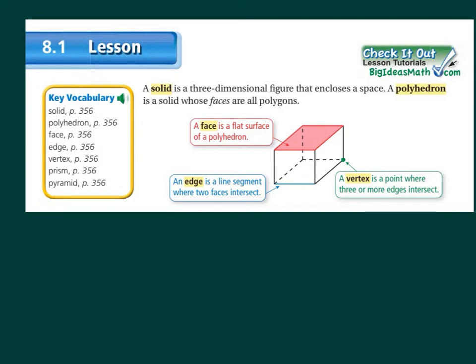Same thing with edge. An edge is just a line segment that encloses one of the sides, and a vertex is any point. So what we'll do for some of our examples is actually just count up all of the edges or all of the faces or all of the vertices. Again, that's just where any two sides meet, or excuse me, anywhere any faces meet is an edge. So it says a point is where three or more edges intersect. An edge is a line segment where two faces intersect. A face is a flat surface of the polyhedron.